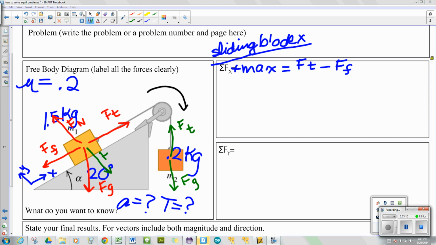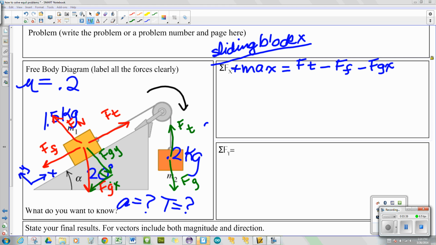I will have Fgy as this component, and Fgx as this bottom component. Here's my right angle. And to get an angle inside the triangle, well, I can see right now that my component is going to the left, so it's going to be minus Fgx.